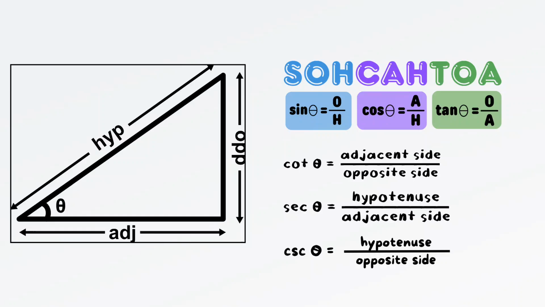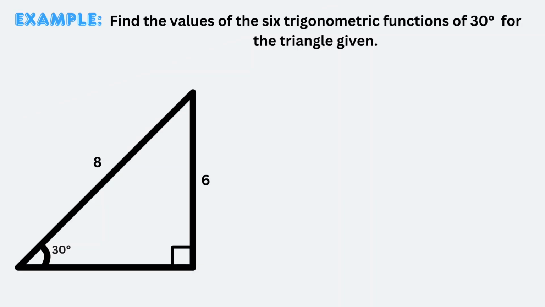To begin, let's visualize a right triangle where one of the angles is 30 degrees. In this triangle, we have the following measurements. Opposite side is 6. Hypotenuse is 8. To find the length of the adjacent side, we can use the Pythagorean theorem, which states a squared plus b squared equals c squared, where a is the adjacent side, b is the opposite side, and c is the hypotenuse.